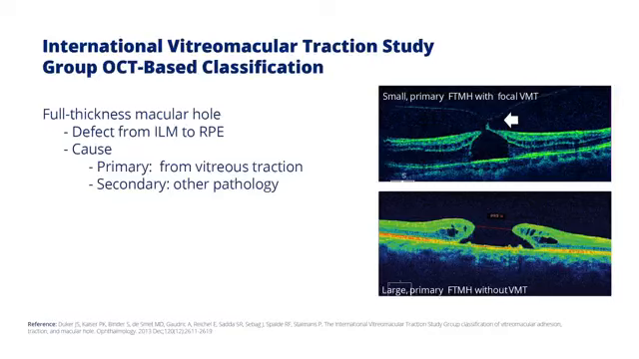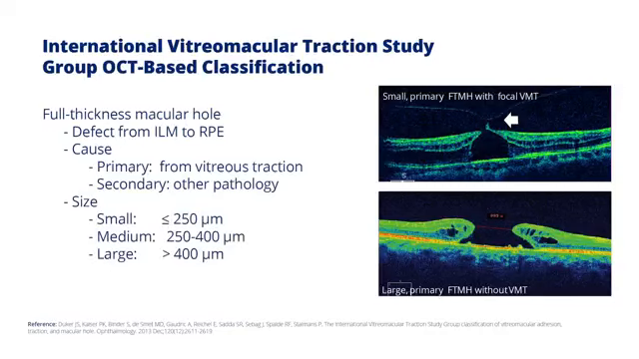A full-thickness macular hole is considered primary if it's caused by vitreous traction, or secondary if it results from other pathology. Full-thickness macular holes may be further subclassified according to the diameter of the hole as determined by OCT imaging. It also can be classified according to the presence or absence of VMT.